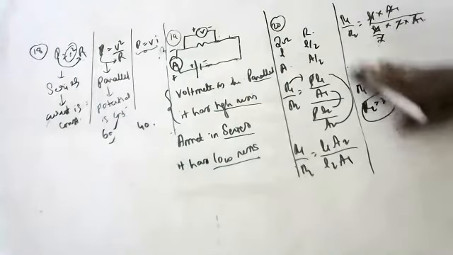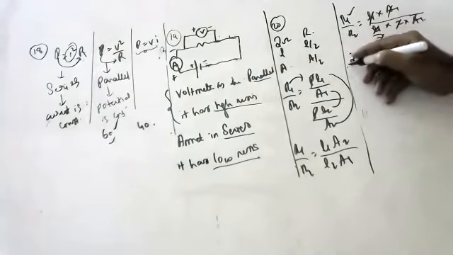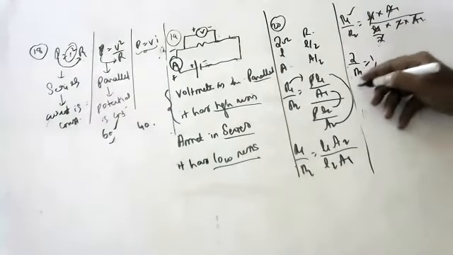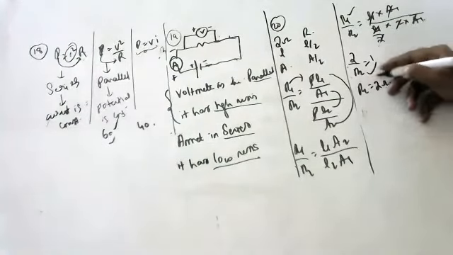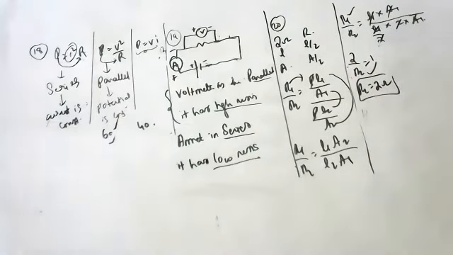Or else directly we will put here, because R1 by R2 is equal to 1, R2 is equal to 2 ohms, so resistance did not change. When length is made half and area is made half, resistance did not change. Okay, children? Yeah, next question, 21st question.